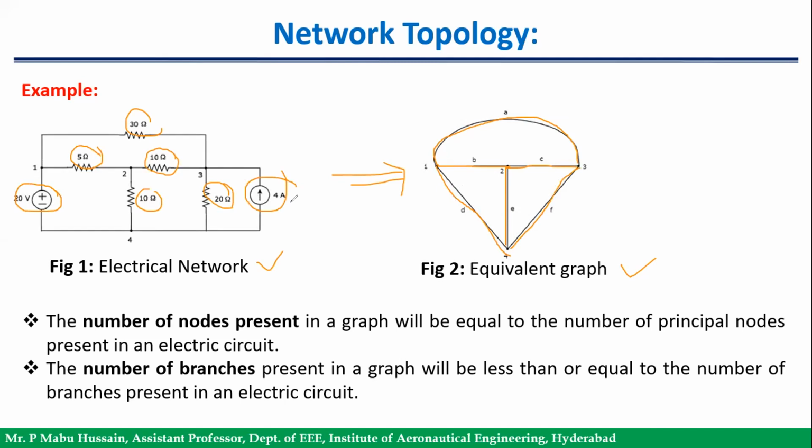Okay, so while transforming an electrical network to an equivalent graph, all the passive elements, either resistors, inductors, or capacitors, will be replaced by line segments, and voltage sources will be short circuited and also represented by line segments, but the current sources will be open circuited, right? So for this electrical network, you will get the equivalent graph like this. Here the nodes will represent.